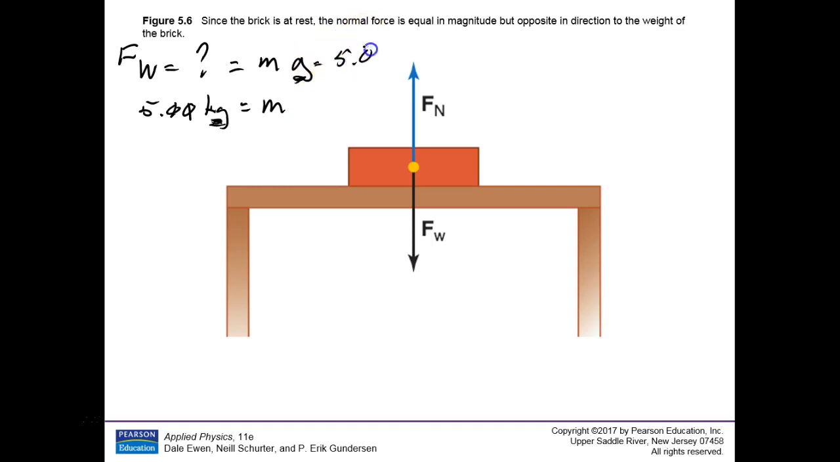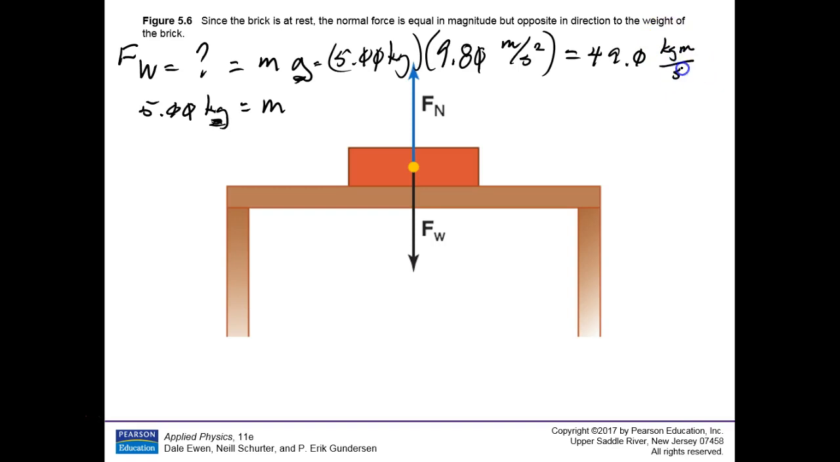Okay, the mass is 5.00 kilograms. And what's the acceleration due to gravity? 9.80 meters per second squared. Remember, an acceleration is also a distance divided by time divided again by the time. Meters per second squared. And if you do the math, what do you get? 49.0. Anyone guess on the units? Obviously, it could be kilogram meter per second squared, which is a perfectly fine unit. But what is that also a measure of? Newton. So this would be 49.0 newtons. Very good. Any questions on that?